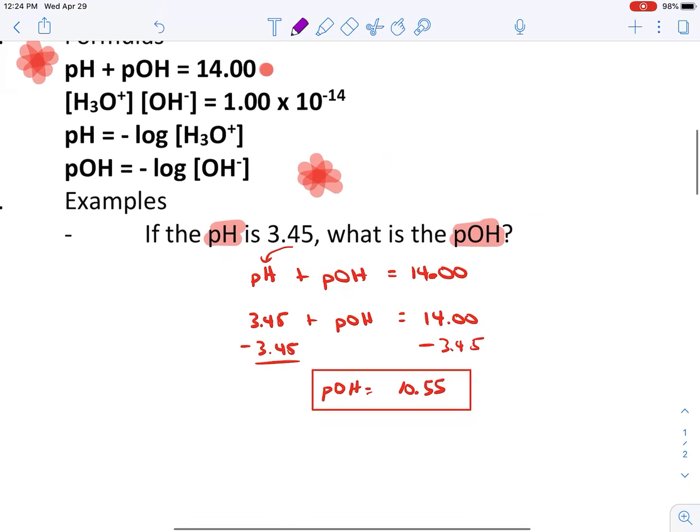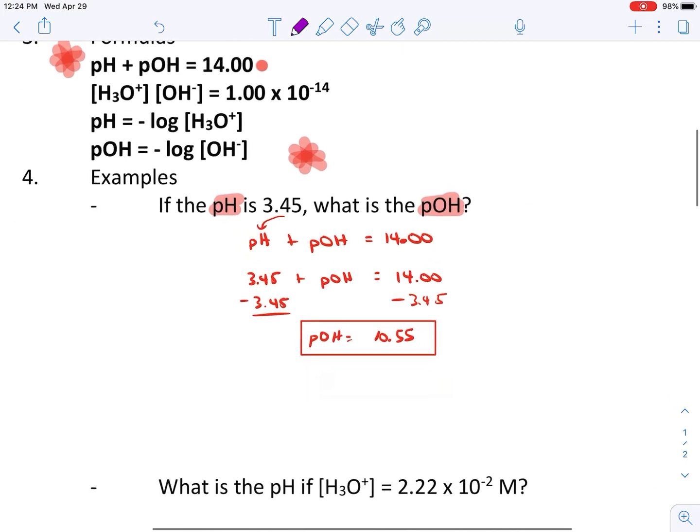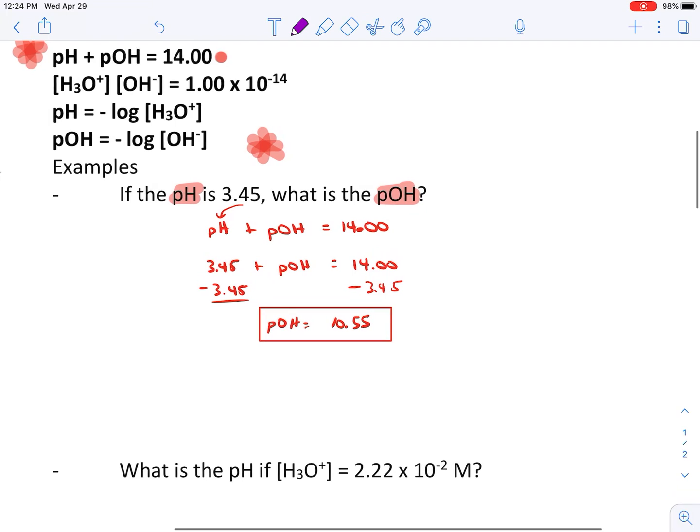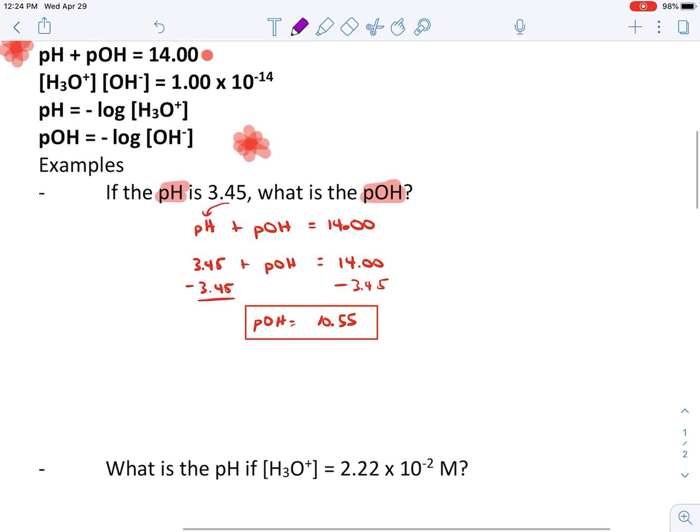Our next problem, I'll have to shrink this down just a little bit. We've still got our formulas up there that we can see. This one says, what is the pH if the hydronium ion concentration is 2.22 times 10 to the negative second? So the things that we have or know is hydronium ion concentration, and we're looking for pH. The formula that has both of those in there is that one right there: pH equals the negative log of our hydronium ion concentration. So that's the one we're going to use.